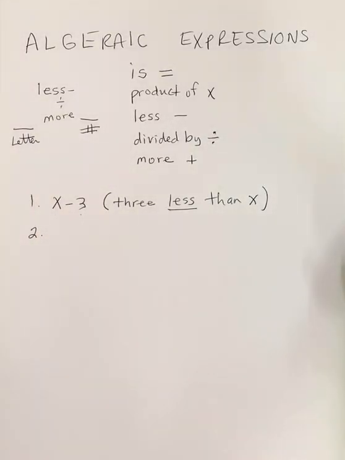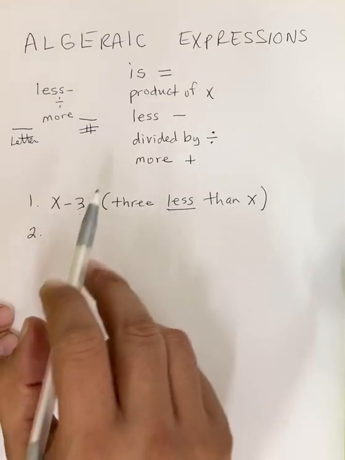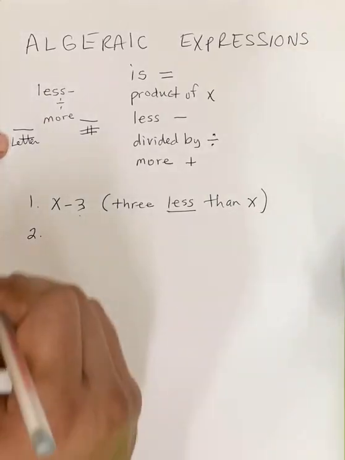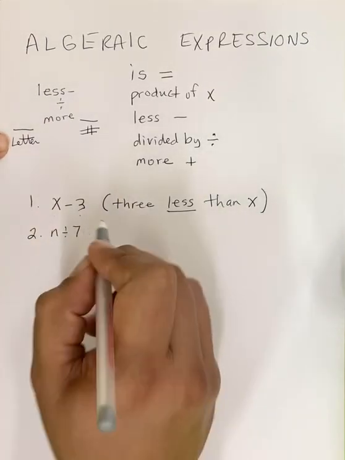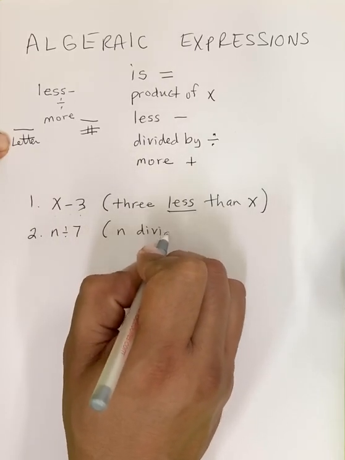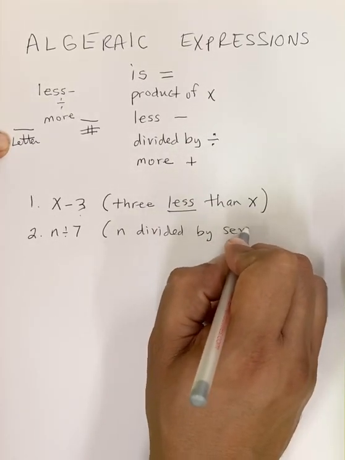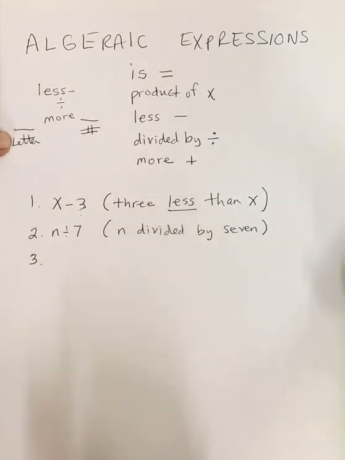Okay, n divided by 7. I have divided, so the letter n will be on this side. N divided by 7. All right, let's go on to the next problem.